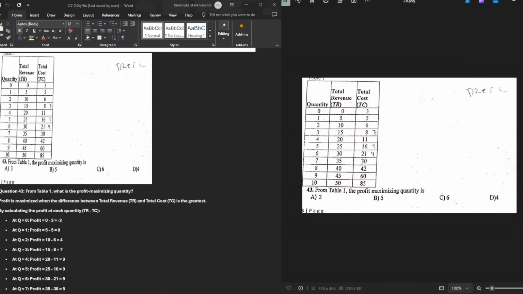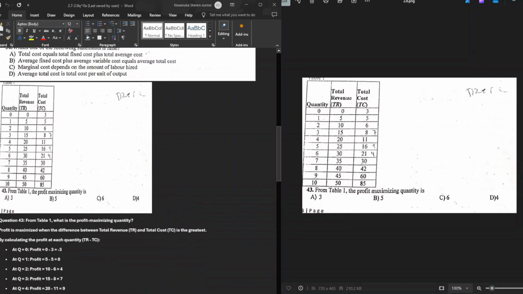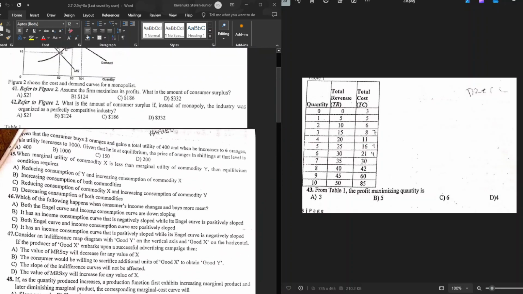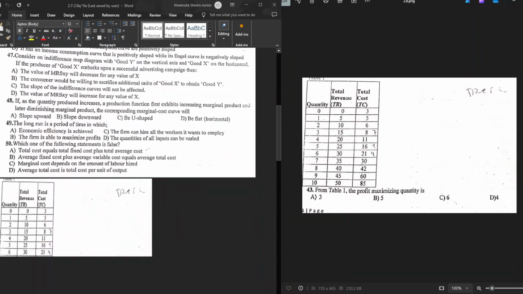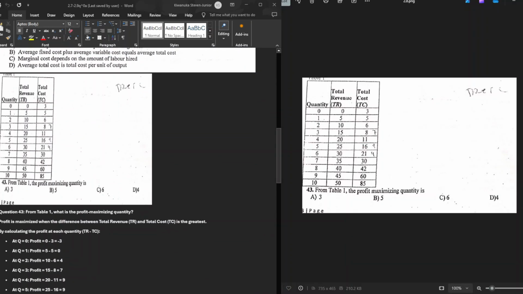There are also other previous objectives that you should go through in other videos, and so we'll go through all these together. The first one is this table you are seeing having quantity, total revenue, and total cost. And the question says from the above table, the profit maximizing quantity is. So when you look at such a table, it might look so confusing, tough, but it's extremely very simple.